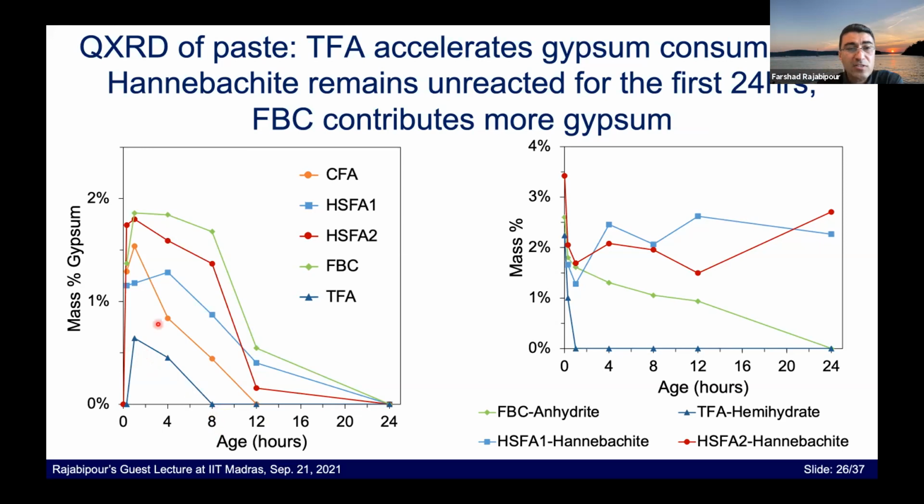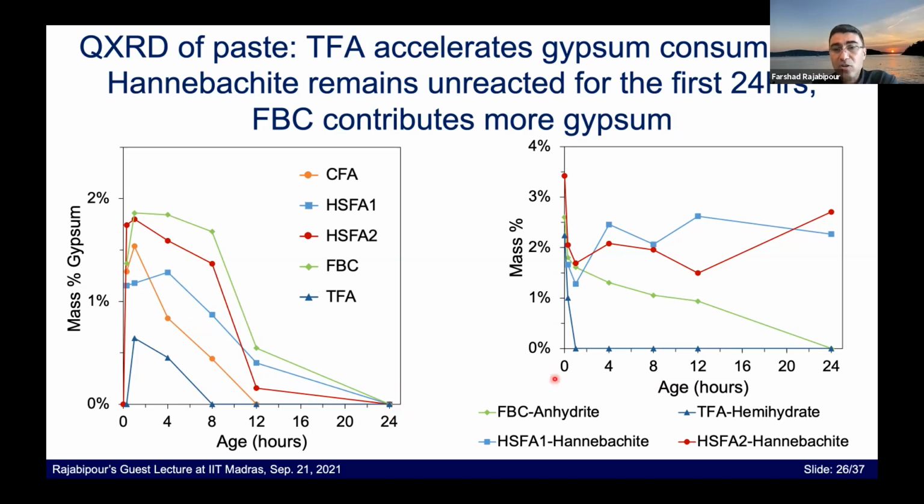The rest of these lines show the following: the green shows the case for fluidized bed combustion ash, and the other two show the hannebachite-containing fly ashes, which seem to show a slowdown in the consumption of gypsum, but all of them run out of gypsum at about 24 hours.